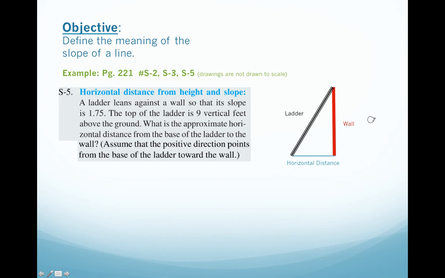We know that the wall is 9 feet, and we know that the slope is 1.75, and we want to know what the horizontal distance is. Again, we don't know what it is, so let's just call it x, and we'll go back and look for it. Again, just like before, use what you know to find what you don't know. We know that the slope is equal to the rise over the run, and just like before, we're going to substitute what we have to find what we don't have. So again, we know that the slope is 1.75, so let's go ahead and substitute that. The rise is 9, and the run, we don't know what it is, we're going to call it x.